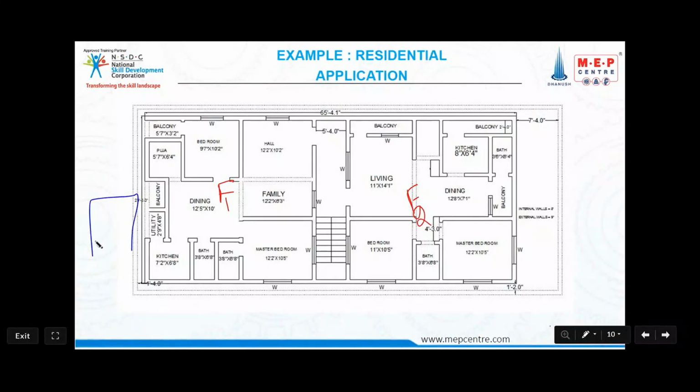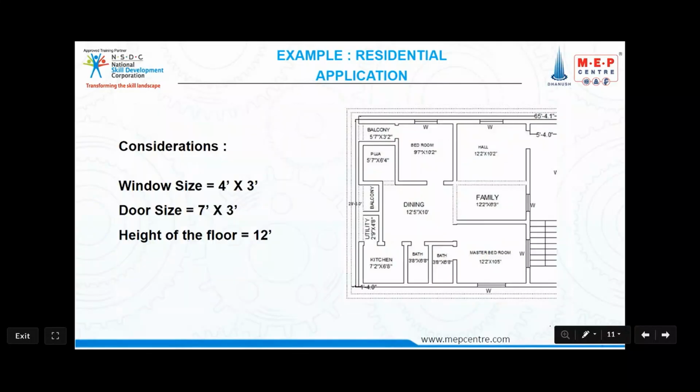Now this is a G+2 project. This is the ground floor, this is the first floor, and this is the second floor. Okay, so now this is in the second floor, and we are working for flat one. Clear till now? Yes, sir. Okay.